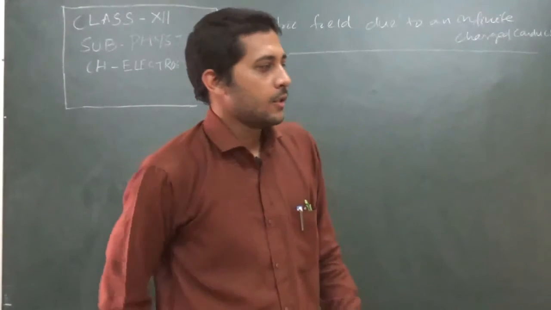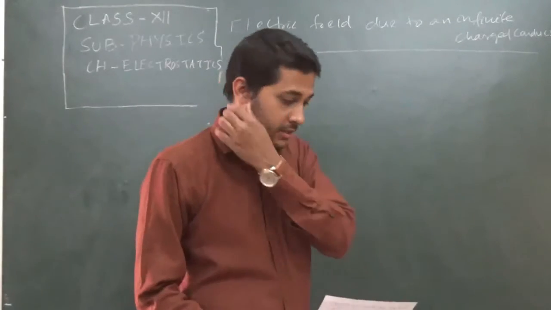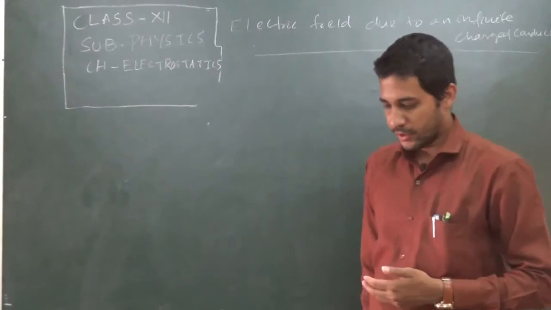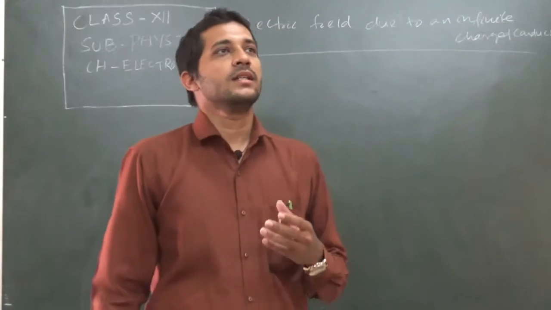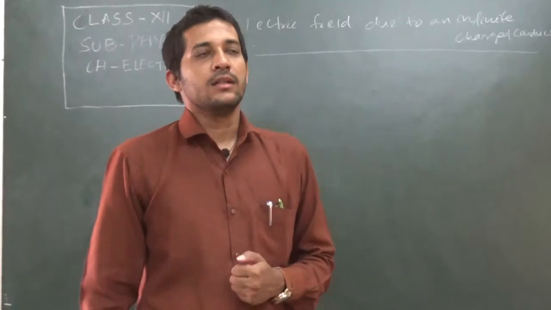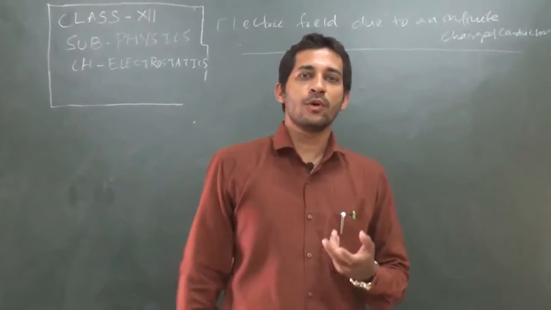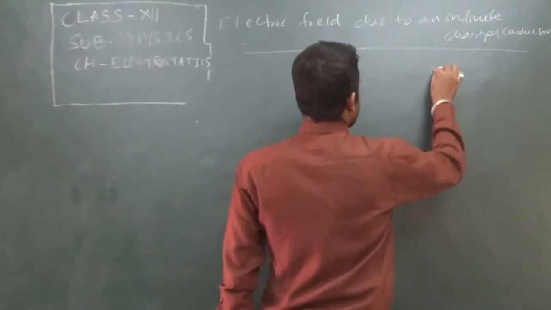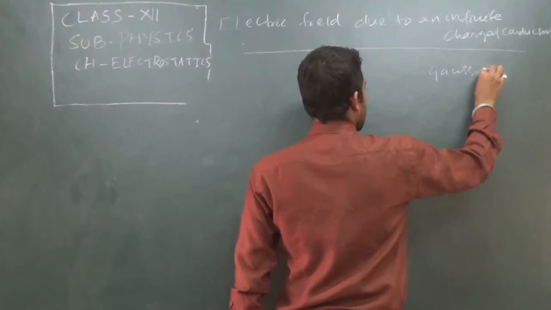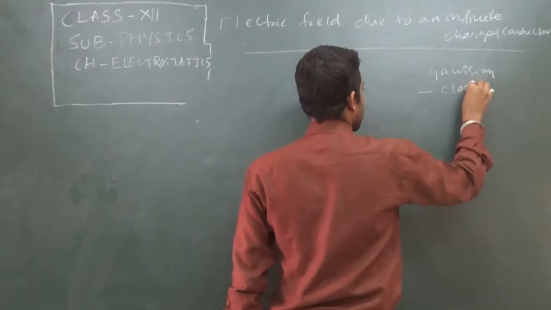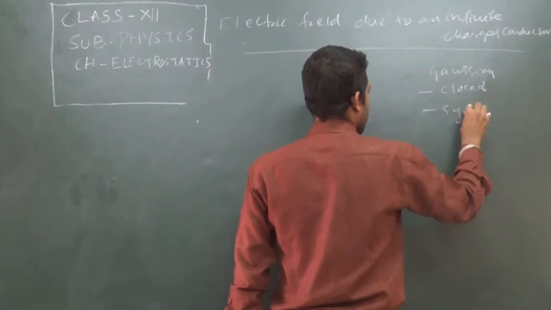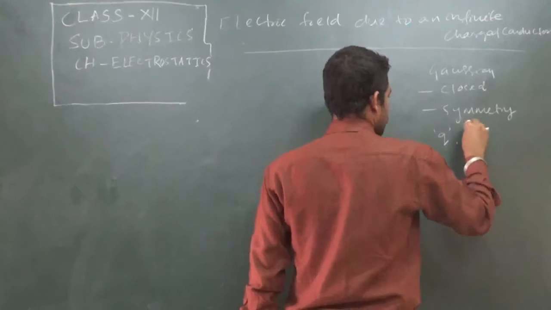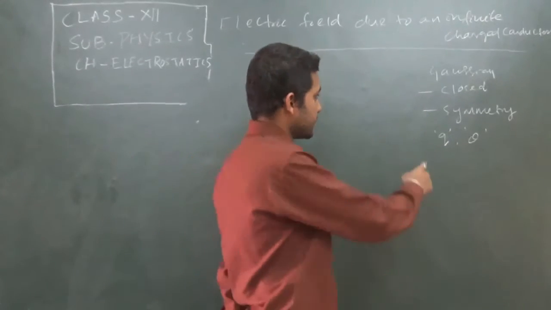Good morning, students. In the previous lecture we discussed the process through which we can prove that there will be a Gaussian surface which is a closed one and which also follows symmetry. We discussed some methods: the first test must be a Gaussian one, then it must be a closed one, and it will follow symmetry in cases of charge and theta. So this is the basic part.